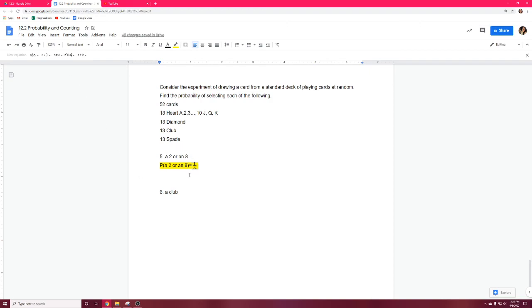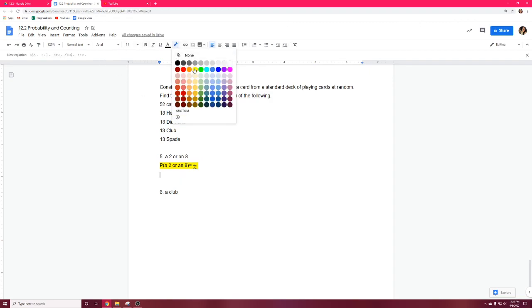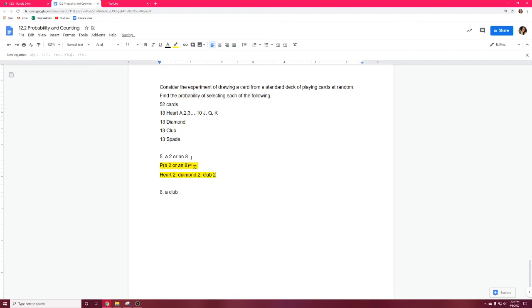So on the top, you're gonna think about what 2 you can possibly have. So how many 2s in a deck of cards? There are 4 2s. You have heart 2, diamond 2, club 2, and spade 2. So you have 4 2s. And 8 is the same thing. You have heart 8, diamond 8, club 8, and spade 8. Okay, so totally you have 8 possible outcomes you want to get. So on the top will be 8.